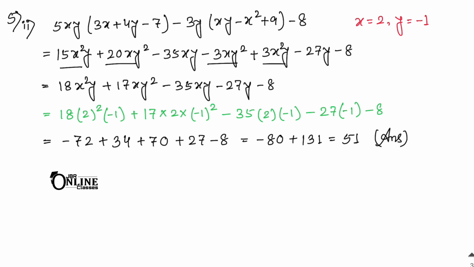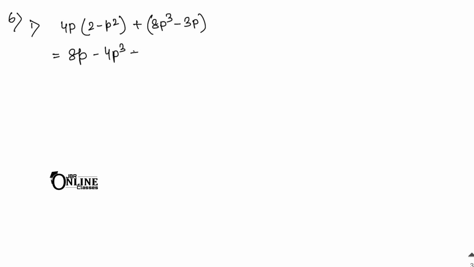Next, sum number 6. Add the following. So here the first problem, 4p multiply with 2 minus p square, then add the next one here 8pq minus 3p. So first multiply this one, it's 8p, then here 4p cube, then here 8p cube, then minus 3p. So as here 8p and then minus 3p, it's 5p.